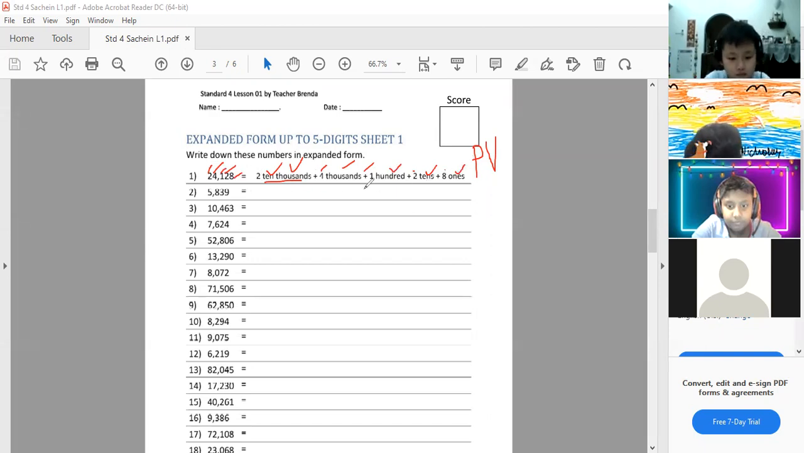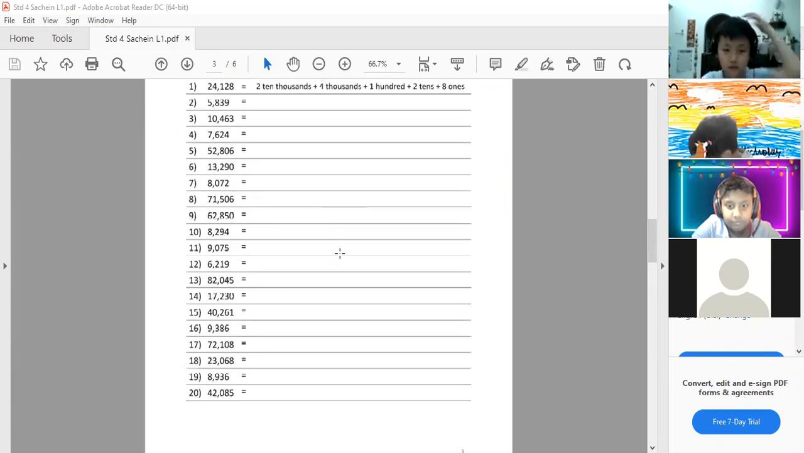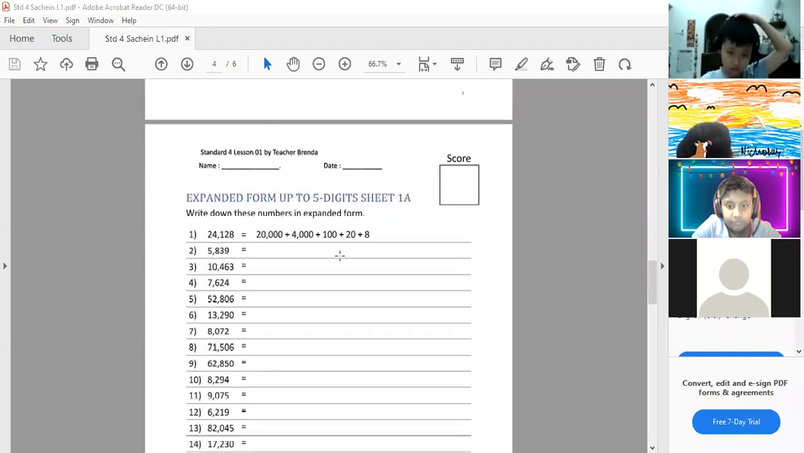So in this similar fashion, if you write it out like that with the addition symbol in between, you are now breaking up the number into place values. In the same way, you can also break up the numbers. If you look at the following page, you are also expanding these numbers, but this time it's in digit value. Can you see the difference? Now you write all the zeros. 24,128 means 20,000 plus 4,000 plus 100 plus 20 and plus 8.